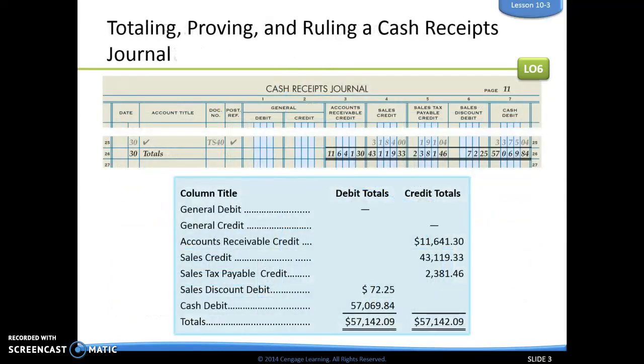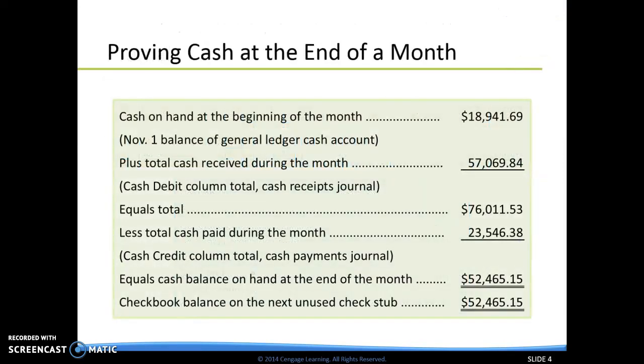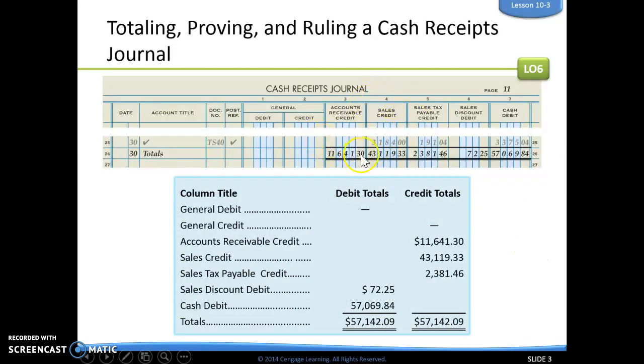Okay, next is total, proving, and ruling the cash receipts journal. So to do that, we're going to start with our single line rule. We put in our date of the 30th. We label it totals. We're going to total up all of our columns, and then we're going to make sure that our debits equal credits. Now, it doesn't show anything in our general debit or credit column, so it looks like those are 0.